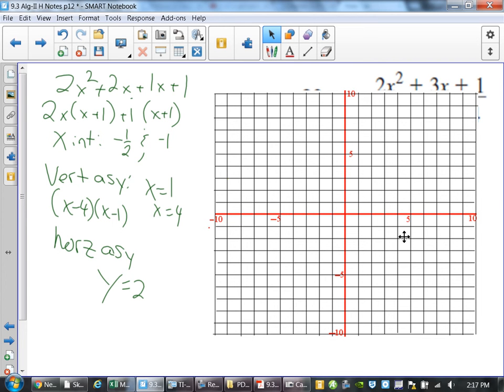Yes, sir. Are domains going to be when y equals something? What comes first in the alphabet, D or R? What comes first in the alphabet, X or Y? So domains are going to be all real when x equals something. All real and x does not equal. Yeah.